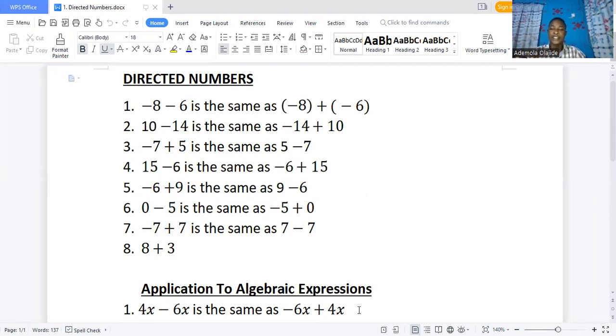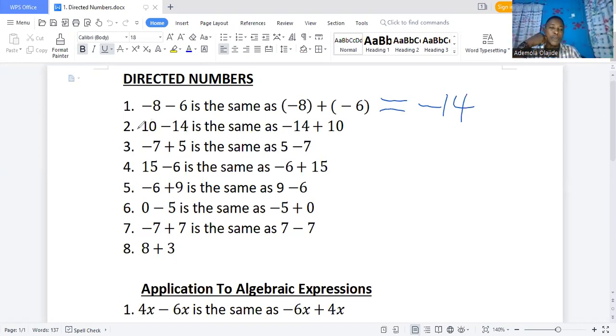And don't forget that -8 minus 6 is the same thing as adding the debt of 8 and debt of 6 together. So it will be debt of how much? 14. So you call it -14.